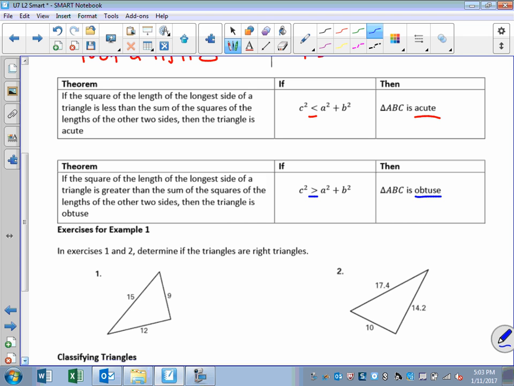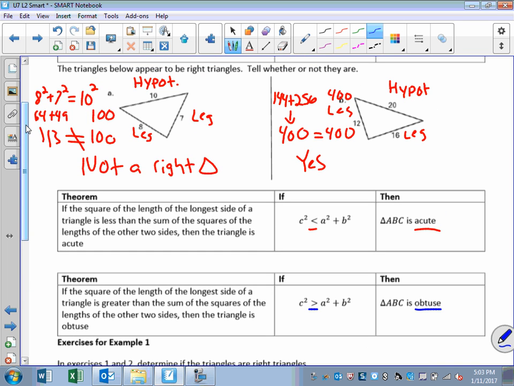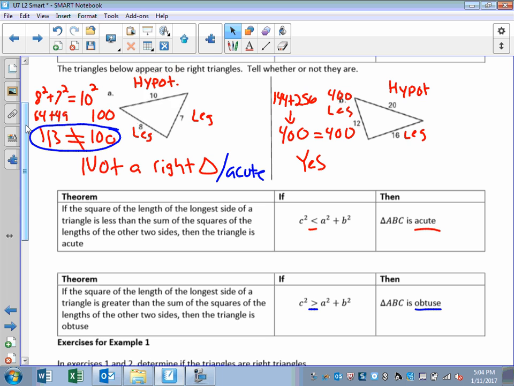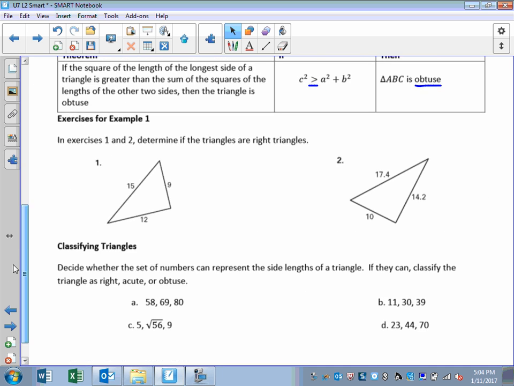So if we go back up to the example we just did above, the two legs squared were bigger than the hypotenuse squared, so no, it's not a right triangle, but it is an acute triangle, because the hypotenuse squared is smaller than the legs squared added together. So I'll do two of the examples at the bottom.